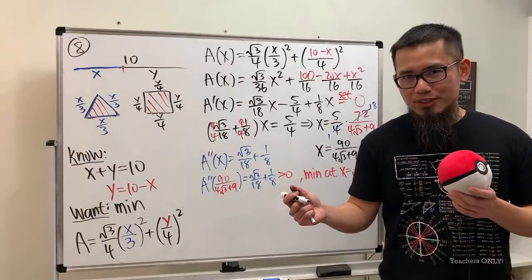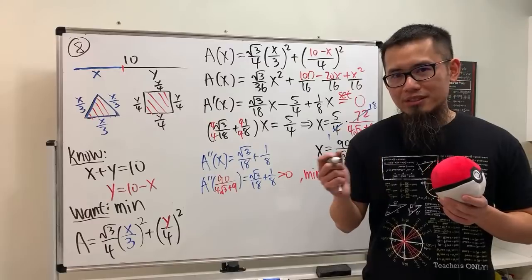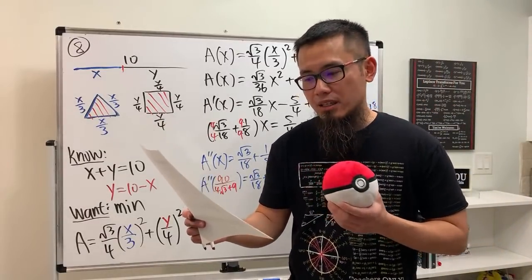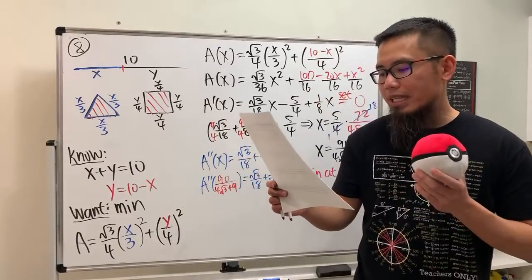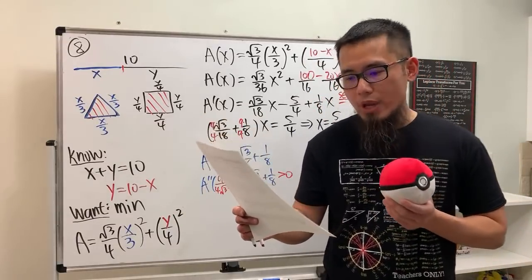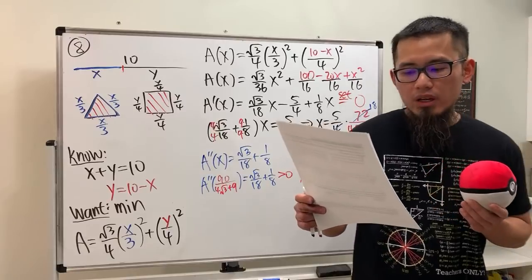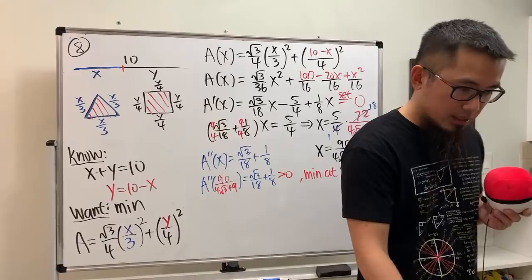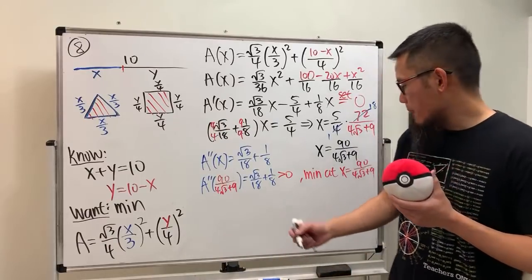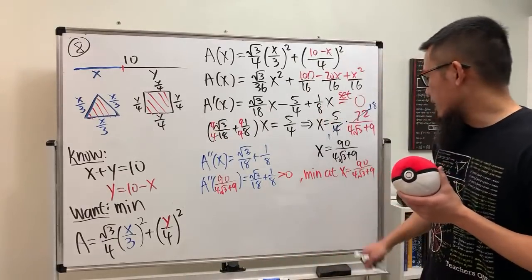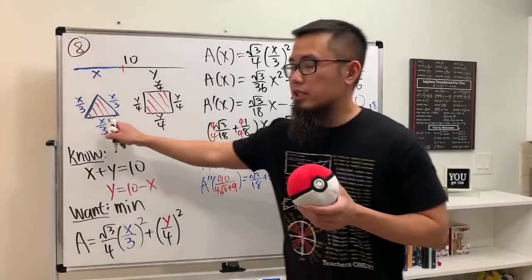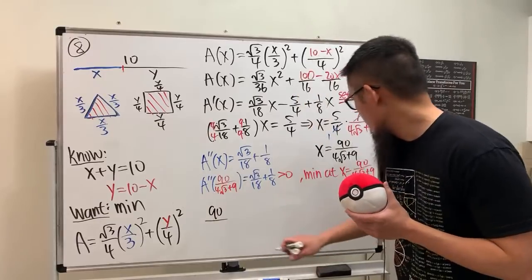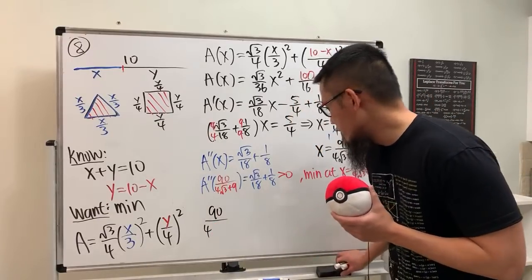Okay, we're going to finish this strong. We're going to see how to answer this question. It says we are going to explain how the wire should be cut so that the total area from the square and also the equilateral triangle will be the smallest. Well, we will just say something like this right here. Remember, this is for the triangle. So I will just say 90 over 4 square root of 3 plus 9.